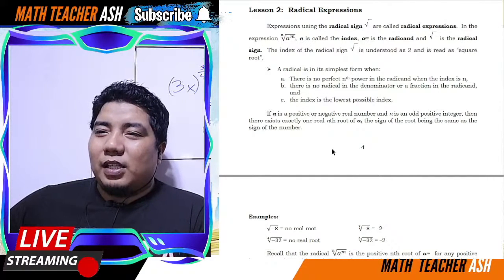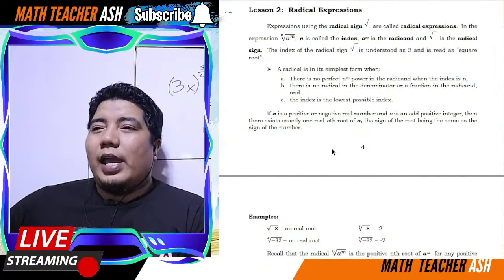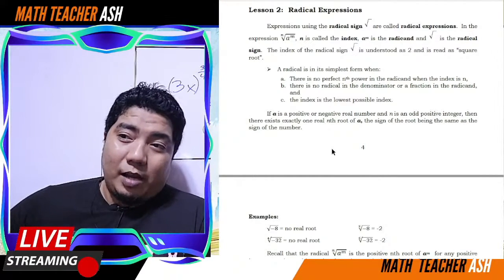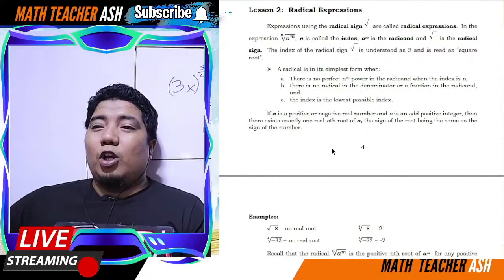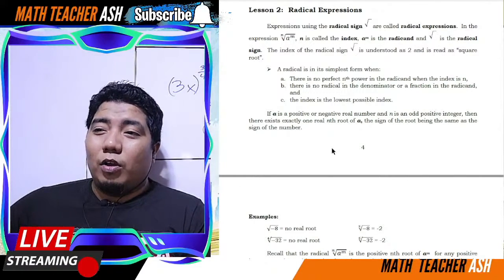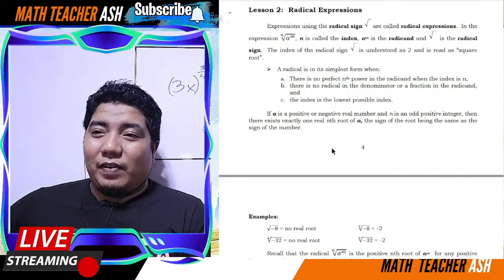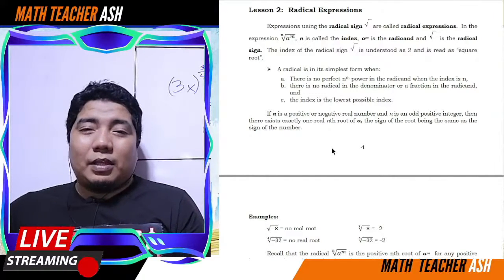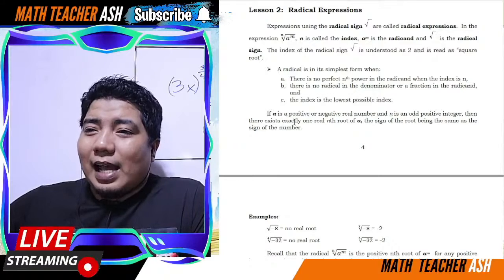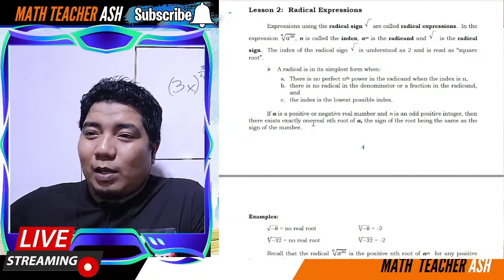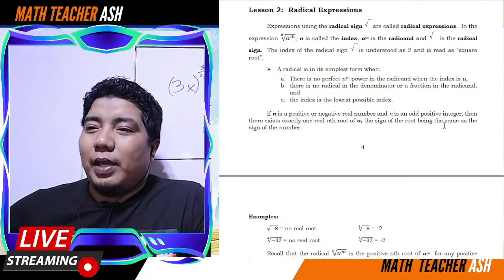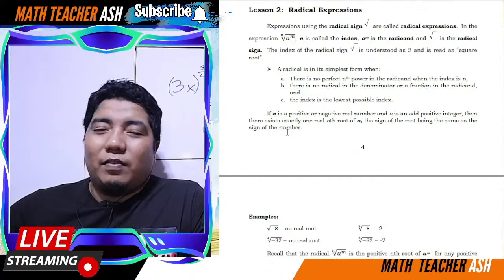If a is a positive or negative real number, and n is an odd positive integer, when we say odd positive integer, those are 3, 5, 7, and so on. Hindi kasali si 1 kasi hindi naman tayo nagkakaroon ng index na 1. Then there exists exactly one real nth root of a, the sign of the root being the same as the sign of the number.